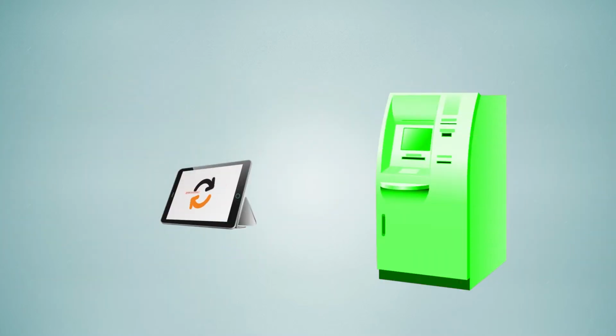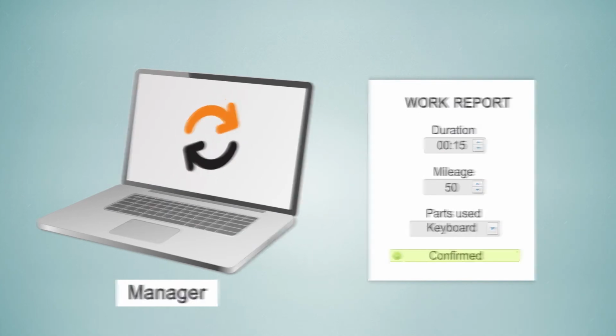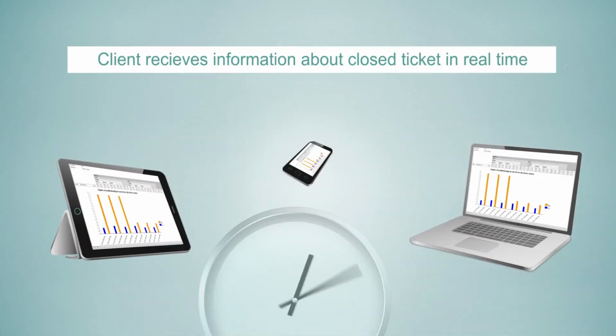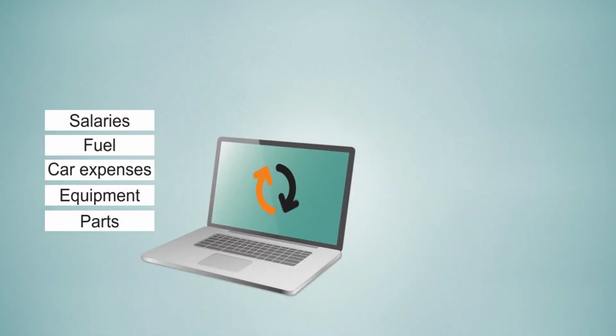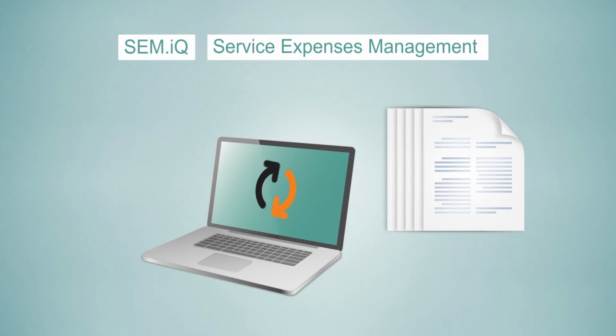After completing the task, the service engineer fills in the work report with information on work performed, time and parts used, fuel consumed, and other details. The manager confirms the report and the service ticket is closed. The client receives information about it. All direct and indirect service costs are calculated using the service expenses management model. Invoices for the services are issued using the service invoice management model.